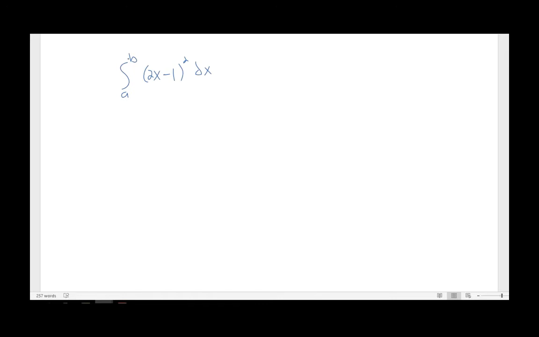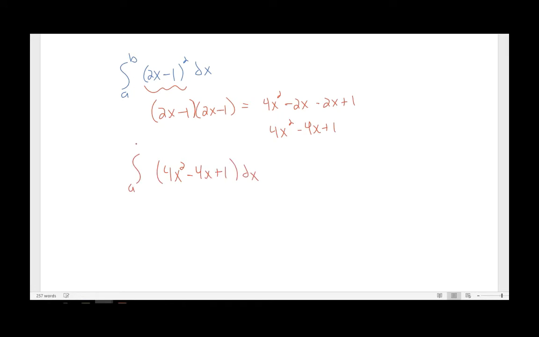So what we would technically need to do here is FOIL out this expression. Right? So I would need to take 2x minus 1 times 2x minus 1 and FOIL all of that out, right? So I would have 4x squared minus 2x minus 2x plus 1. So I'd have 4x squared minus 4x plus 1. So this expression would become 4x squared minus 4x plus 1 that I would be integrating from whatever to whatever, from A to B. And then again, technically I split all of these up, right?